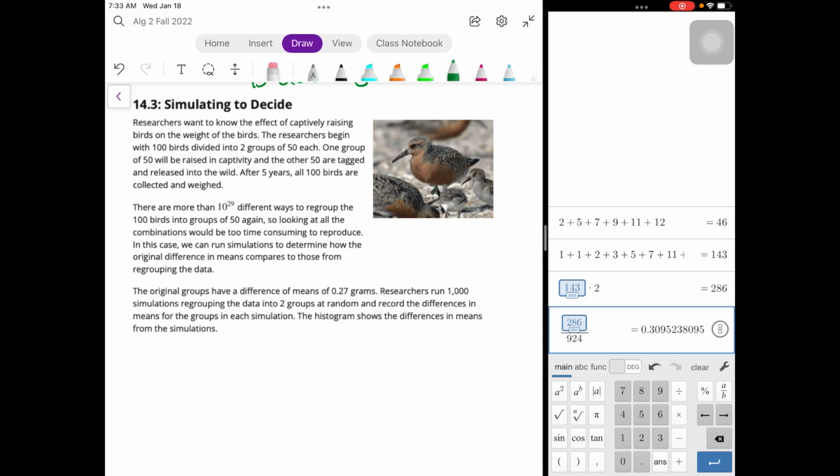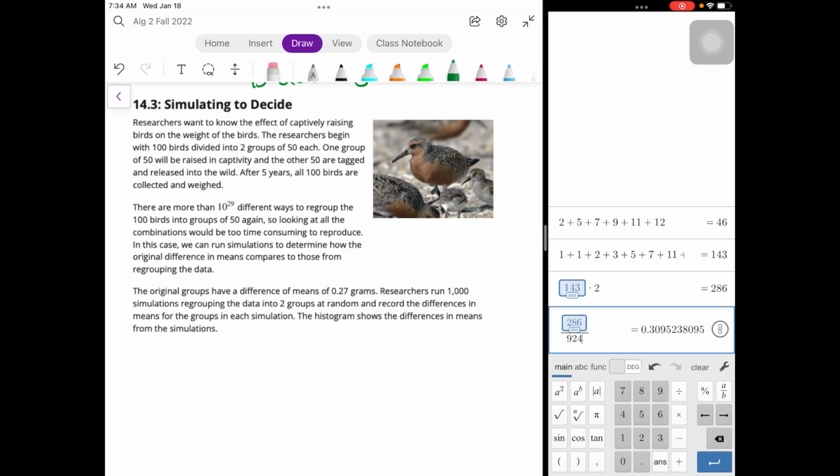All right, let's take a look at 14.3, simulating to decide. Researchers want to know the effect of captively raising birds on the weight of the birds. The researchers begin with 100 birds divided into two groups of 50 each. One group of 50 will be raised in captivity, and the other 50 are tagged and released into the wild. After 5 years, all birds are collected and weighed. There are more than 10 to the 29 different ways to regroup 100 birds into groups of 50 again. So looking at all the combinations would be too time-consuming to reproduce.